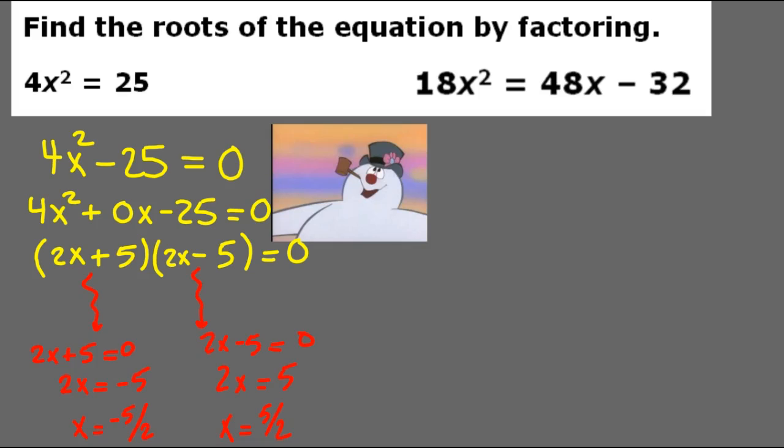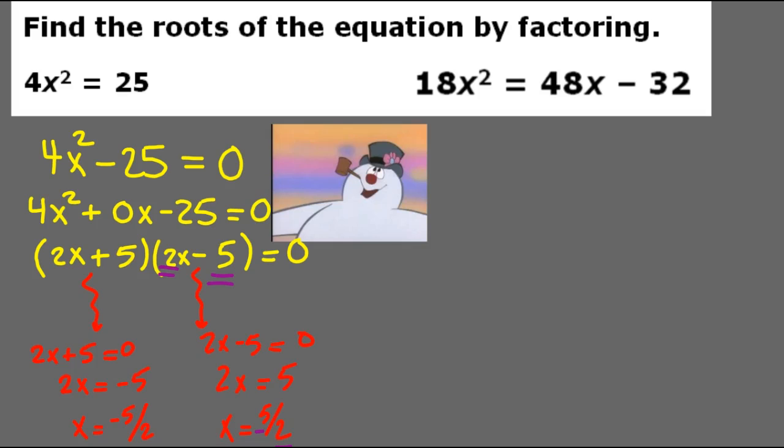So positive 5 halves, -5 halves. There's a little pattern to this. When you get your factor, it's always going to be the opposite of the constant term, which is positive 5, divided by the coefficient of x, which is 2. Okay? All right. Good?